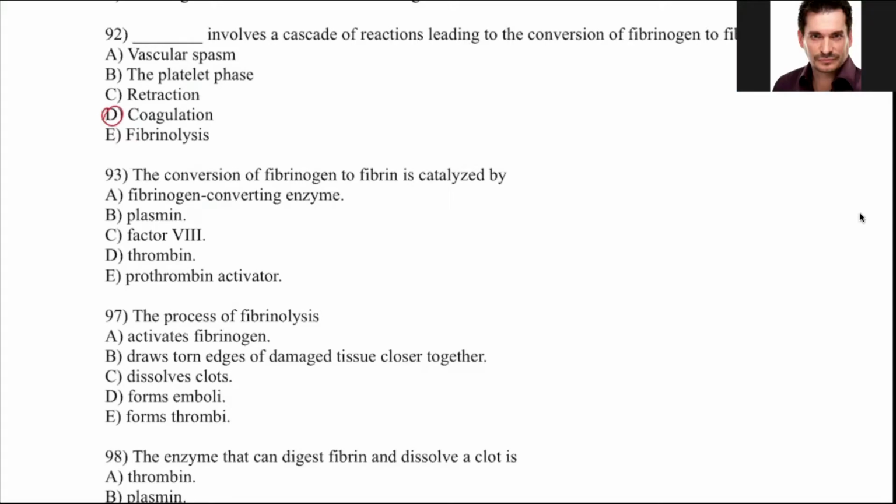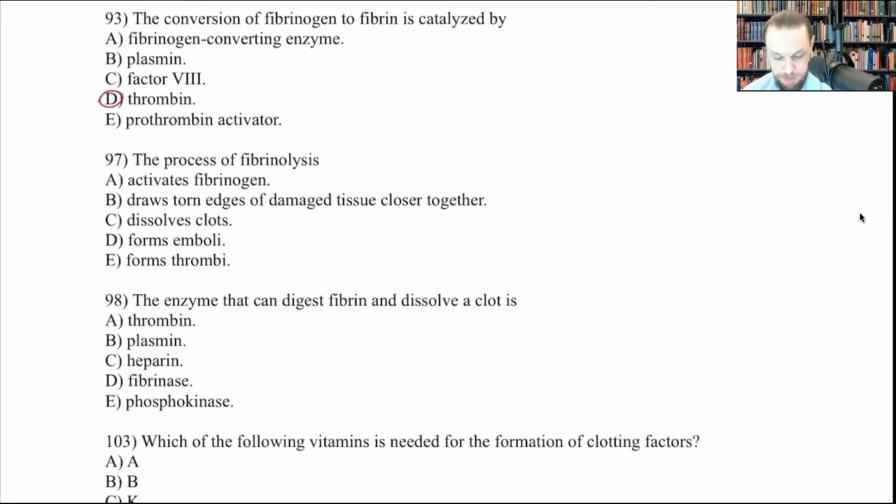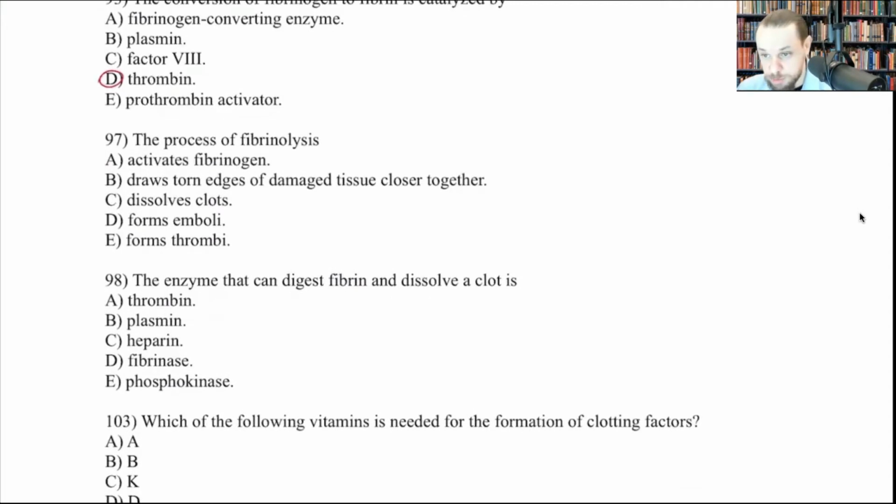The conversion of fibrinogen to fibrin is catalyzed by D, thrombin. Thrombin is correct. Yes, that is correct. Right. So if you look at the chart, that's the formation. Fibrinogen into fibrin is catalyzed by thrombin, which is converted from prothrombin, and all of these clotting proteins are made in the liver. Right. So you guys remember. 97. We're gonna go to Aaron.